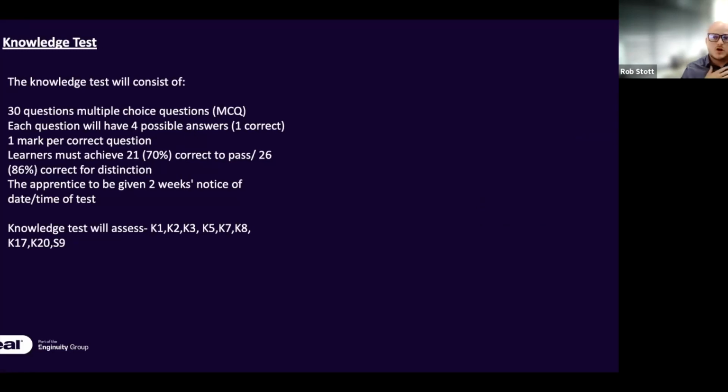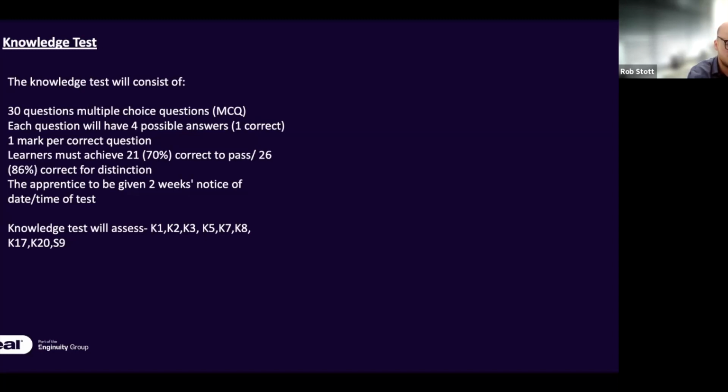Just looking at what the knowledge test consists of, the knowledge test will be 30 questions, which will be multiple choice. Each question will have 4 possible answers. Obviously, there will be 1 correct answer, 1 mark per question. Learners must achieve 21 or 70% to achieve a pass, and 26 or 86% to achieve a distinction.